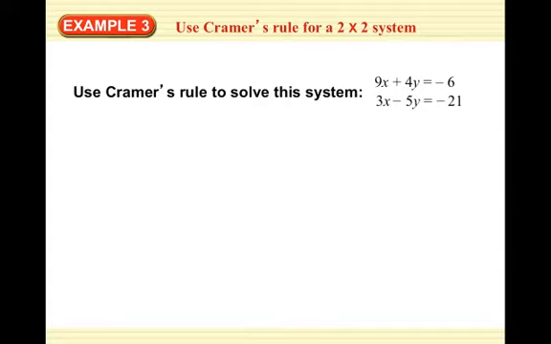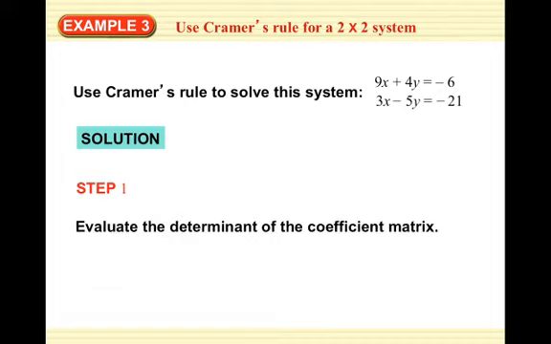We're going to use Cramer's rule to solve this system. We've got 9x plus 4y equals negative 6, and 3x minus 5y equals negative 21. So our matrix A is going to be the 2 by 2 matrix 9, 4, 3, negative 5. It's just a collection of our coefficients. And so we want to find the determinant of that coefficient matrix.